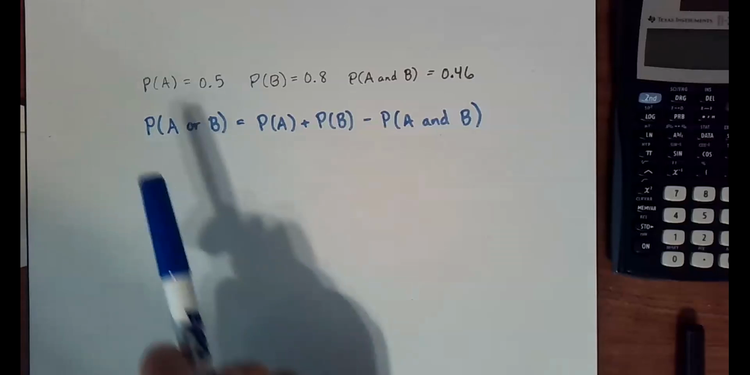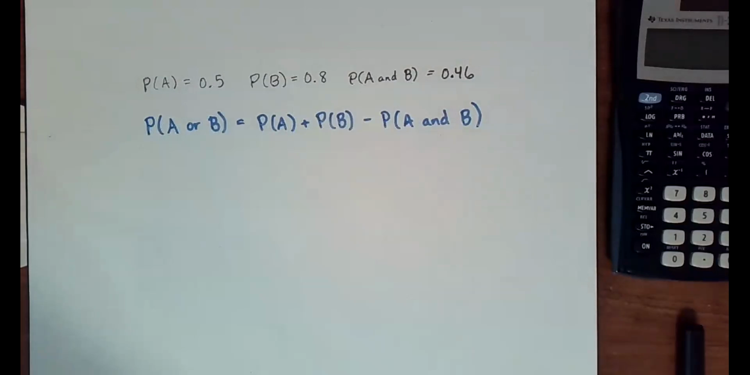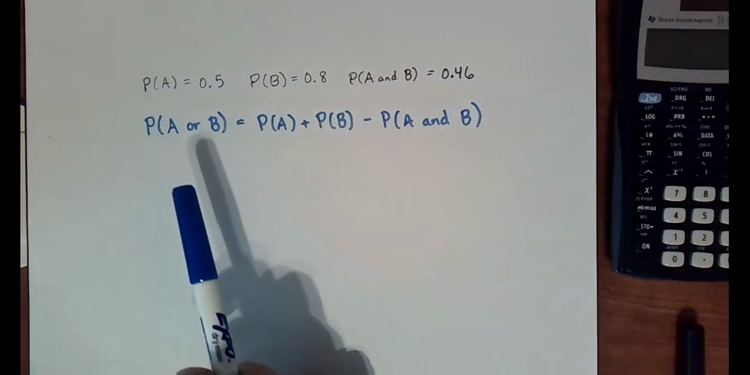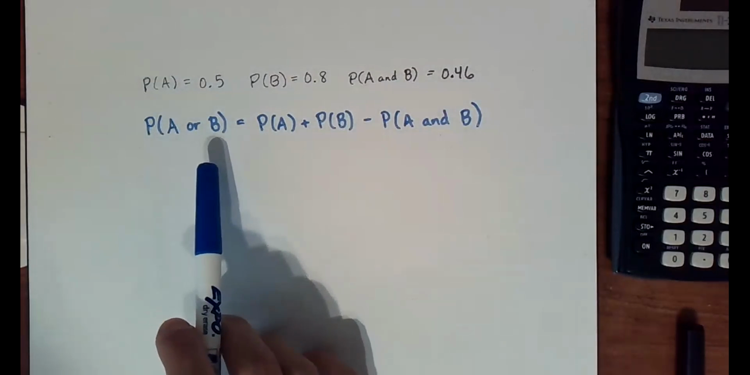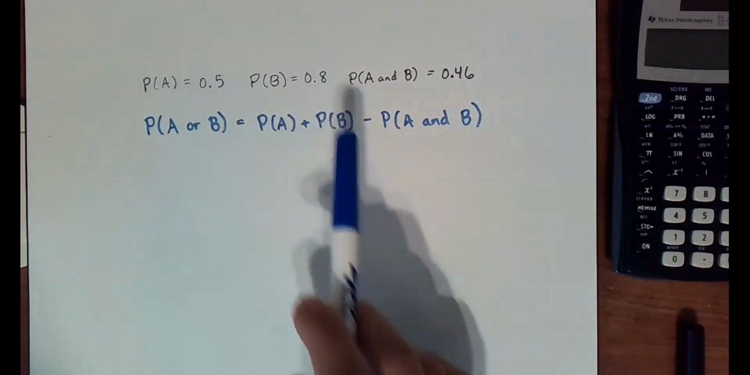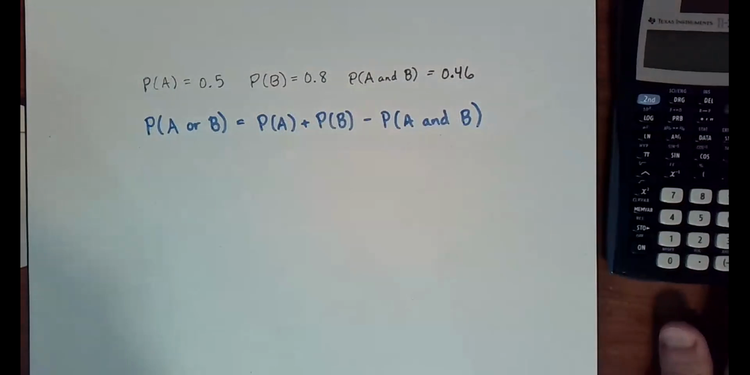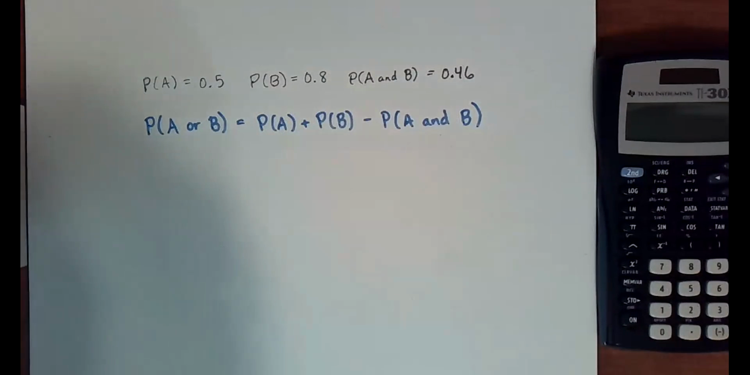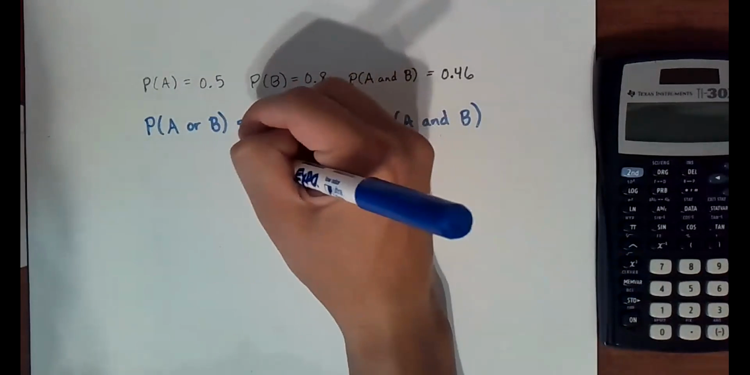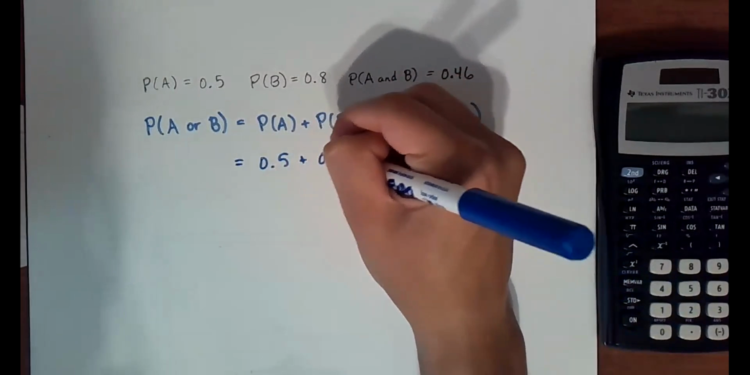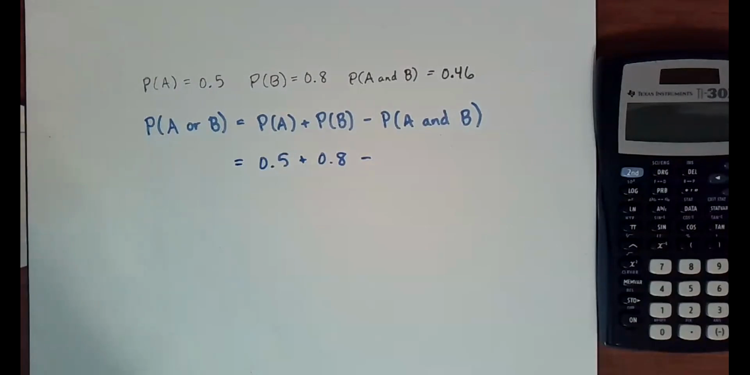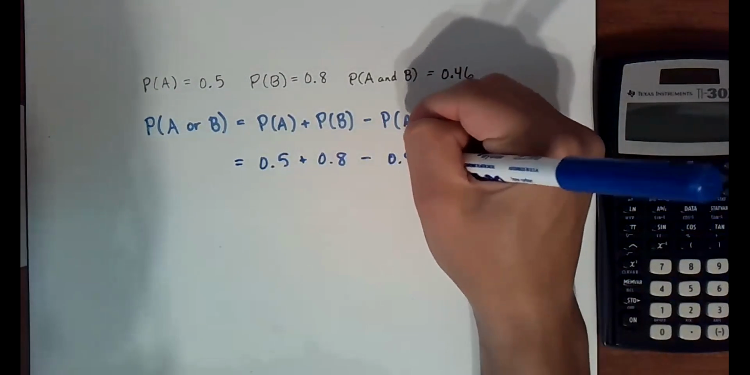So as you can see, I have the important information from the problem written down, along with our formula that we're going to use to figure out the probability of A or B. So all we're going to do is substitute into our formula, and then I'm going to let my handy dandy calculator do the calculations for me. So let's begin by substituting. Probability of A is 0.5, probability of B is 0.8, and the probability of A and B is 0.46.